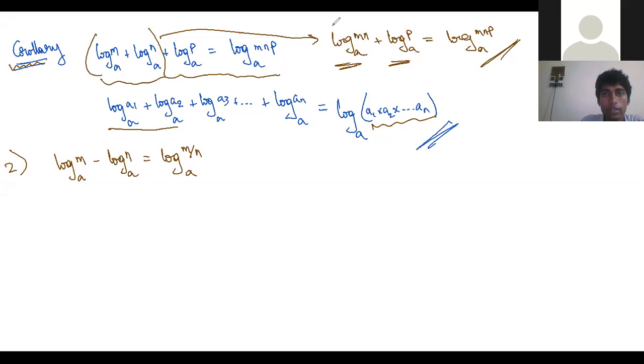So now, what is the simplest way to prove this? The simplest way to prove this is: log m by n to the base a can be written as log of m into n to the power minus 1 to the base a. And by addition theorem, this is nothing but log m to the base a plus log of n to the power minus 1 to the base a.